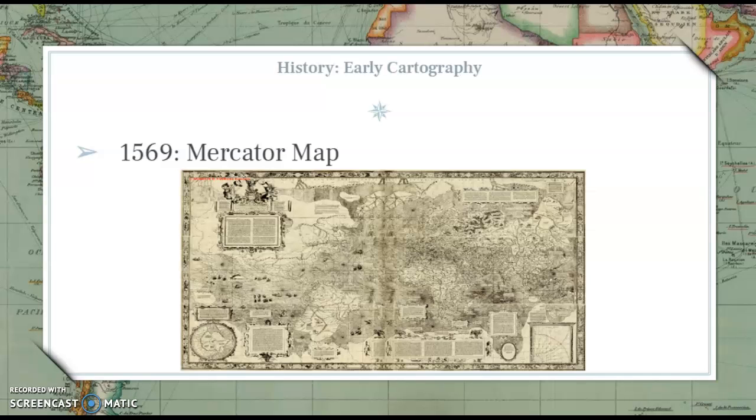In 1569, we saw the Americas finally represented in the Mercator's map by Gerardus Mercator. This map is also important because it was the first map to record the Earth as a sphere by making the longitude and latitude lines curve instead of straight lines.